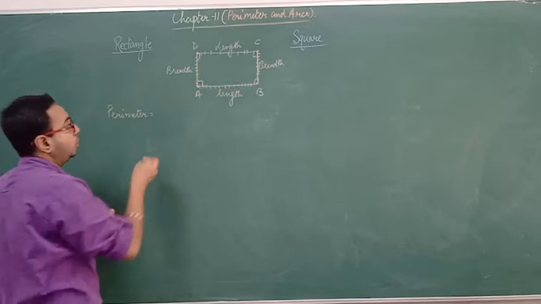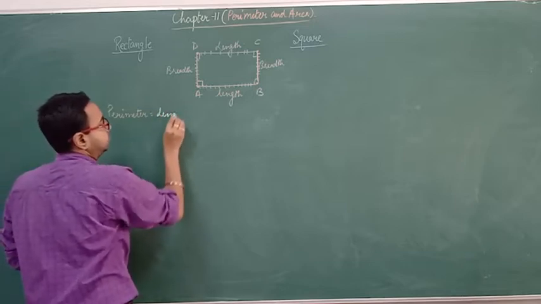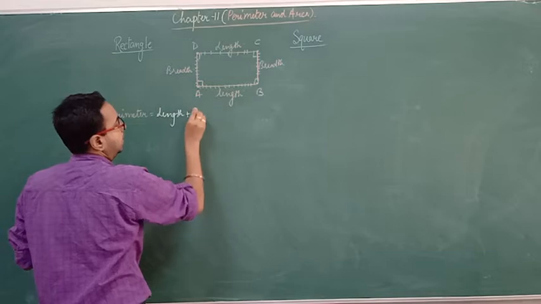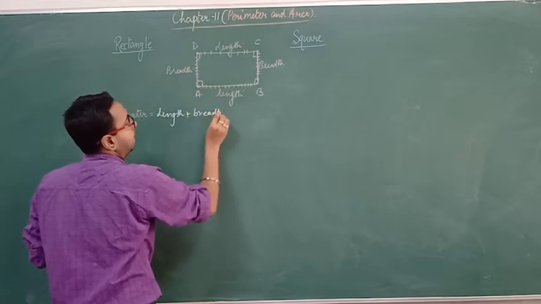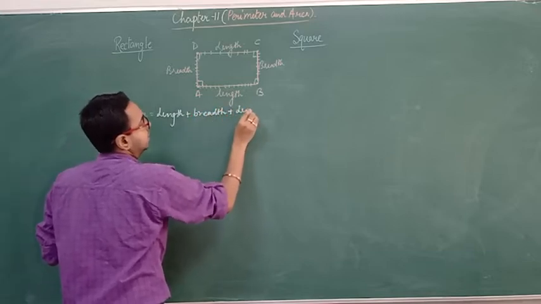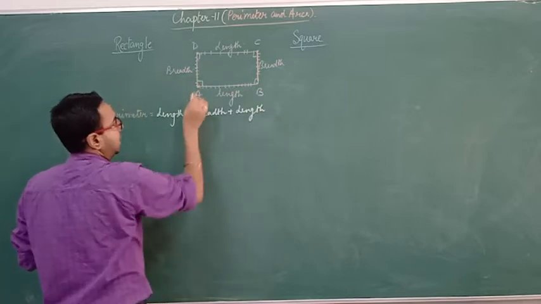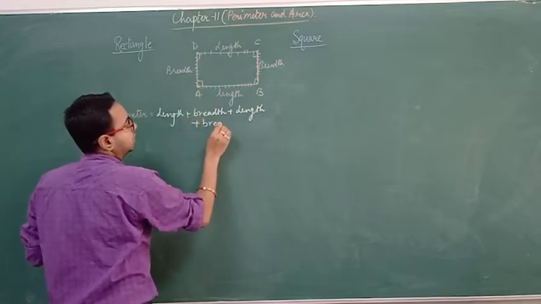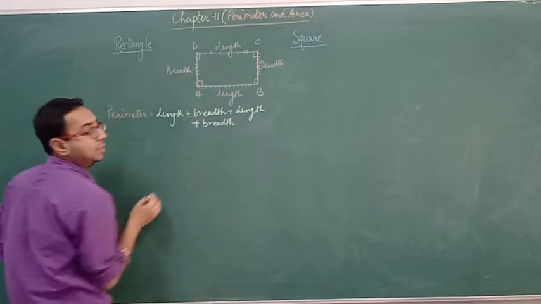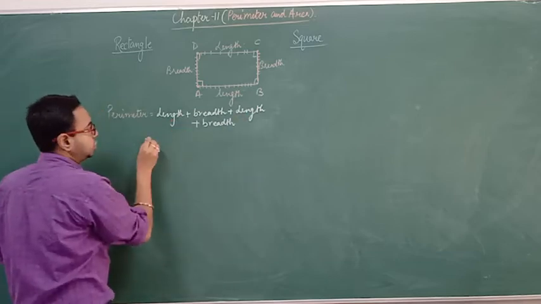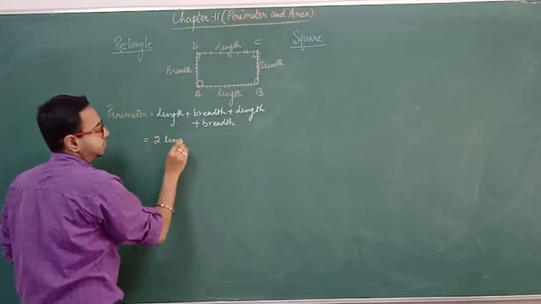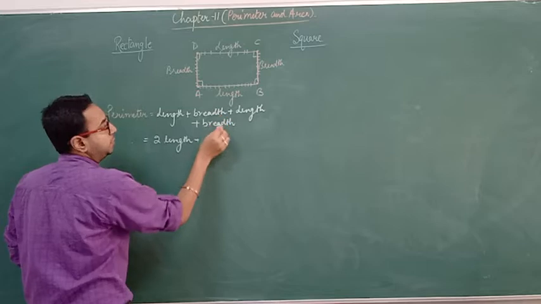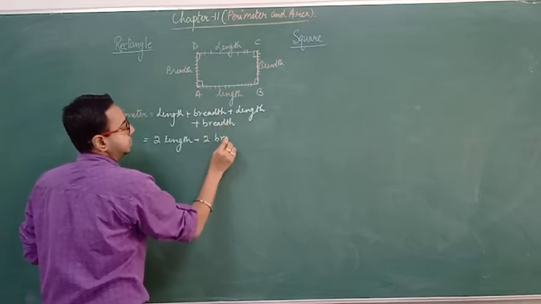Hence, what will be the formula? Length plus breadth plus length plus breadth. This is what is happening. Now, how many times is length coming? Length plus length is 2 length. Breadth plus breadth is 2 breadths.